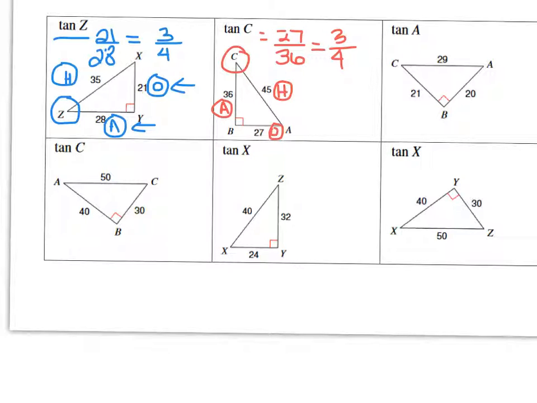So, I would strongly urge you to press pause right now, and try the remaining 4 on your own. Okay, hopefully for tangent of A, you realize that the opposite leg was 21 and the adjacent leg was 20. 29 is our hypotenuse. We're not going to use that quite yet. So this is going to be 21 over 20.